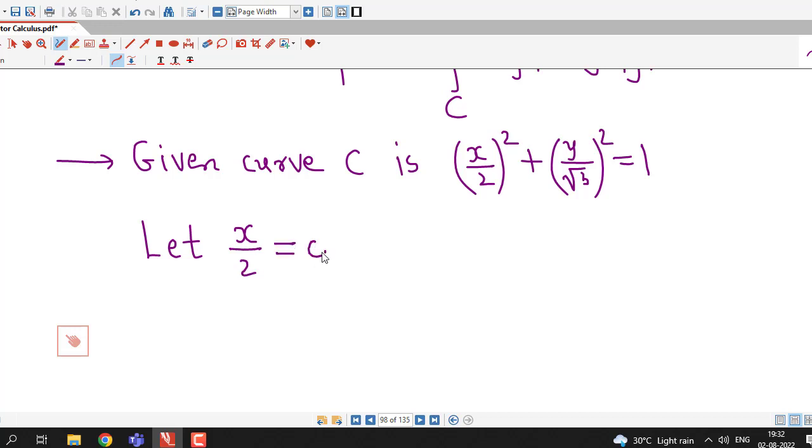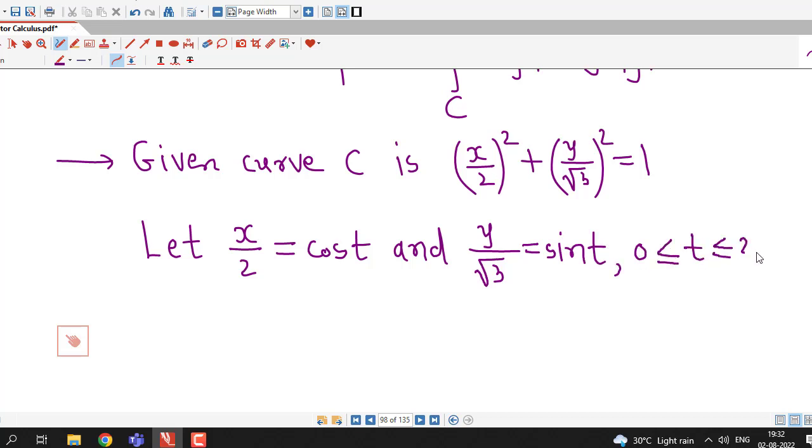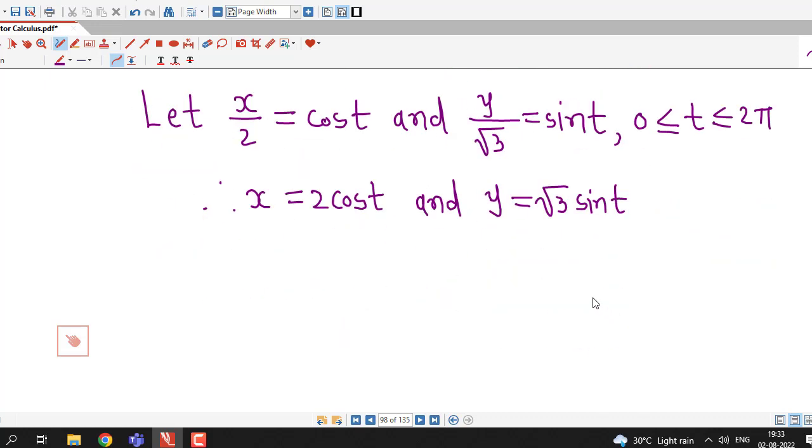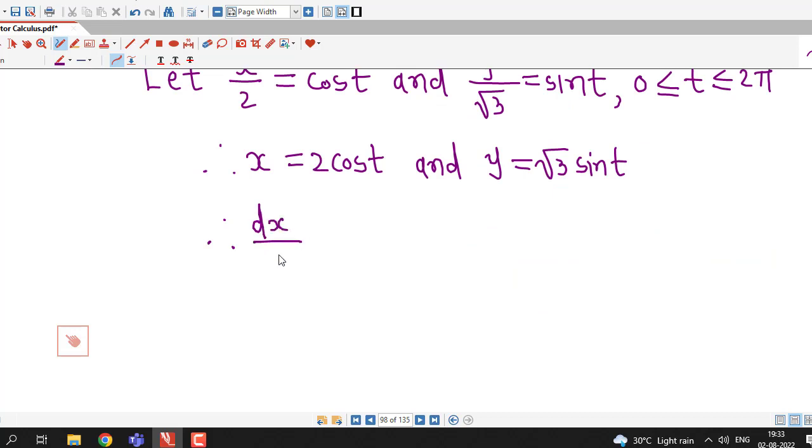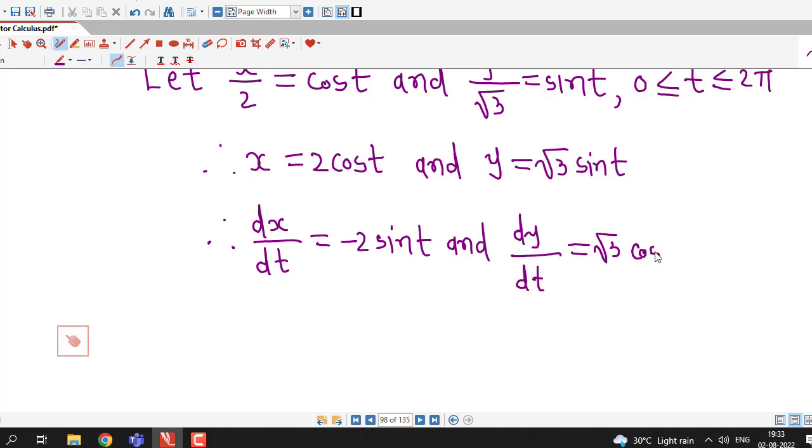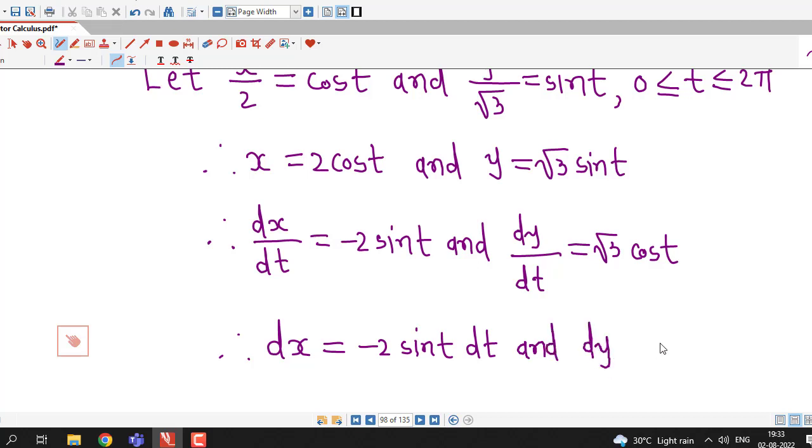We consider x/2 equal to cos t and y/√3 equal to sin t, and we will vary t from 0 to 2π, and therefore x equals 2 cos t and y equals √3 sin t, and we will require derivatives of x and y with respect to t. dx/dt is minus 2 sin t, and dy/dt will be equal to √3 times the derivative of sin t, which is cos t, and therefore dx can be replaced by minus 2 sin t dt, and similarly dy can be replaced by √3 cos t dt.